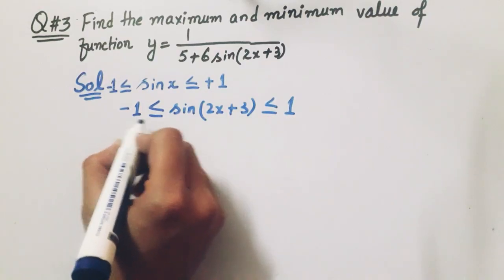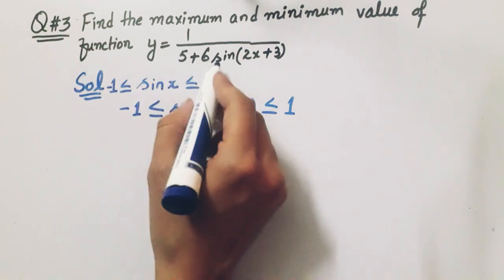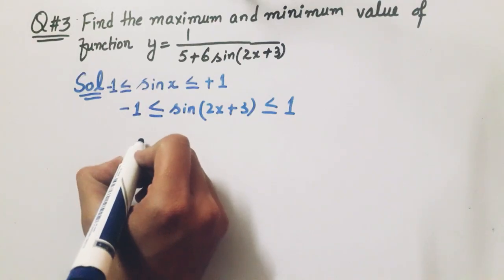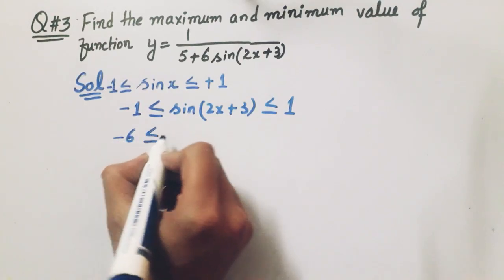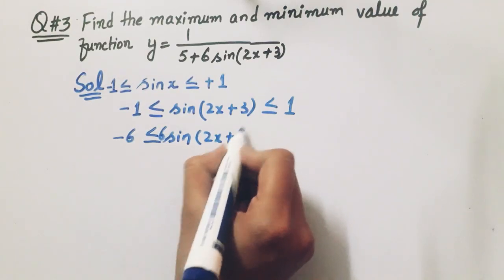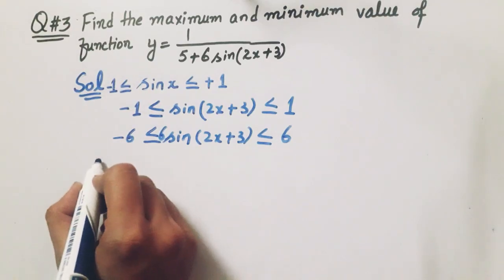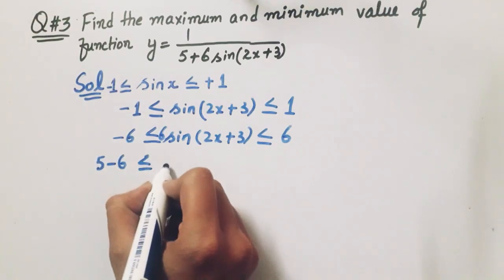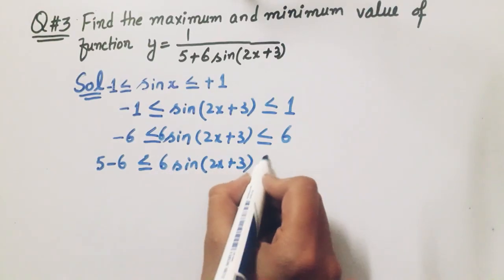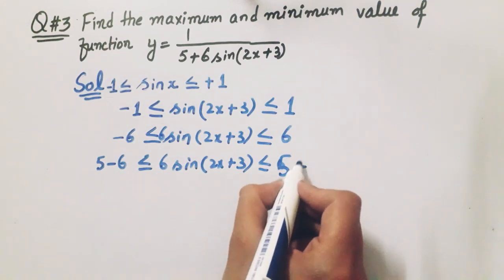Now you will multiply this function by 6. You have to make 5 plus 6 sin(2x + 3). So when you multiply this by 6, -6 is less than or equal to 6 sin(2x + 3), which is less than or equal to 6. Now you will add 5. So 5 minus 6 is less than or equal to 5 plus 6 sin(2x + 3), which is less than or equal to 5 plus 6.